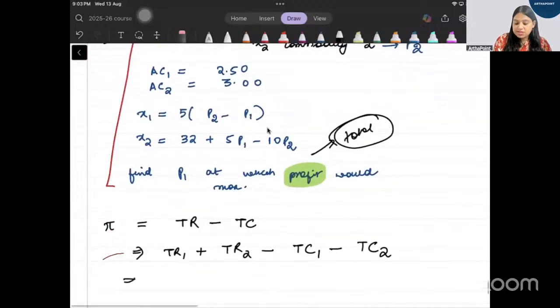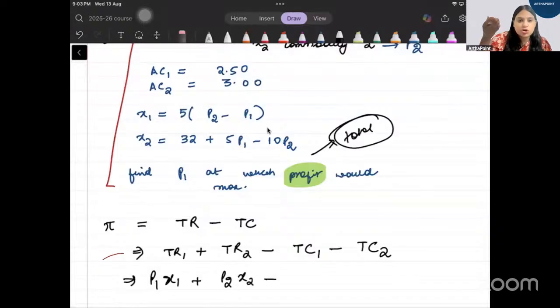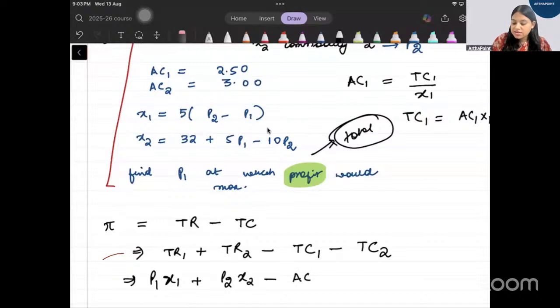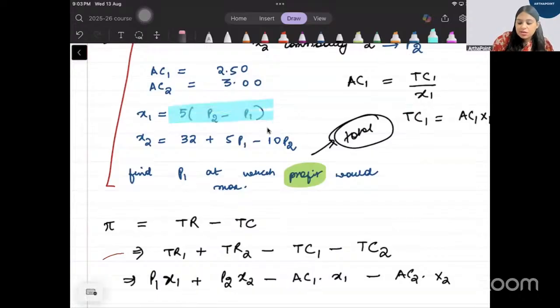Total revenue will be price into quantity. So P1 X1 plus P2 X2 minus total cost. Total cost is nothing but average cost into quantity, isn't it? Because average cost is total cost divided by quantity. So total cost will be average cost into quantity. So this is going to be minus AC1 X1 minus AC2 X2. Now just try it. Put the value of X1 as this, put the value of X2 as this. You will get a profit function. Differentiate that with respect to P1 and P2 and find P1 and P2.